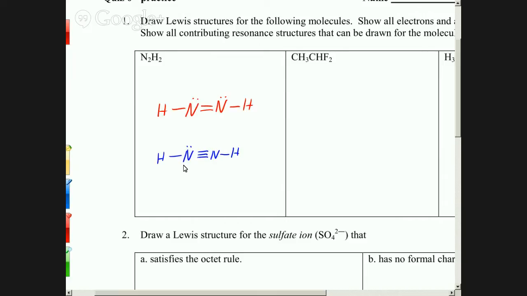Right, we need to follow the octet rule. So no atom can have more than 8 electrons. Hydrogen can't have more than 2. Hydrogens look good in both structures, they just have 2. Let's check the nitrogens. So this one has 2, 4, 6, 8. This one has 2, 4, 6, 8. This one has 2, 4, 6, 8, 10. So that's a problem. Everybody see that? 2, 4, 6, 8, 10. Too many electrons are on that nitrogen, so that's not going to work.